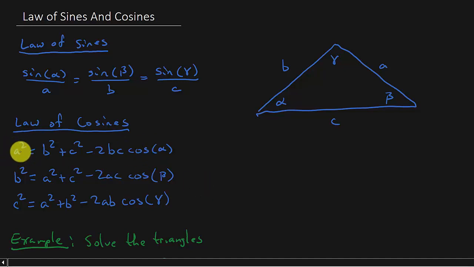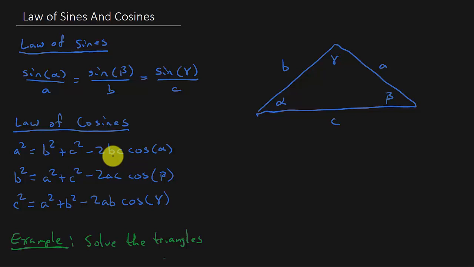You see a squared right here, and this side is opposite this angle. Once you have this, then it's just the other two sides squared, added together, minus 2 times the other two sides. And that's all it is. So just remember the pattern of it. Don't try to remember each one, because if you know the pattern, then you can get them.